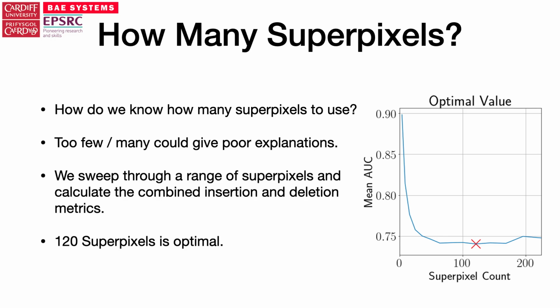A question that quickly arises is how many superpixels is an appropriate amount? Too many or too few, and the explanation could be confusing or inaccurate. To answer this, we sweep through a range of superpixels and use the combined insertion and deletion accuracy metrics to determine where the optimal number of superpixels is. This is the chart shown to the side. Here, a lower AUC score is better. We found that 120 superpixels was the amount that gave the best combined insertion and deletion scores.